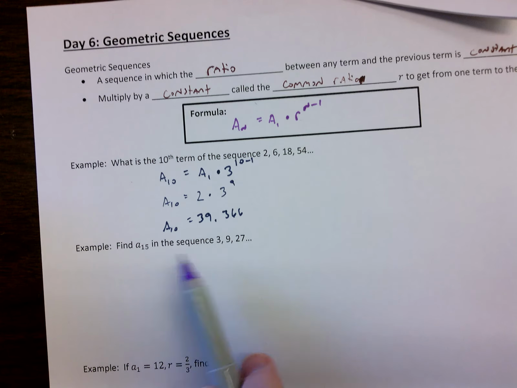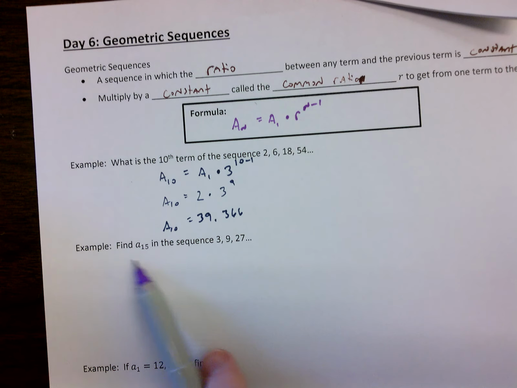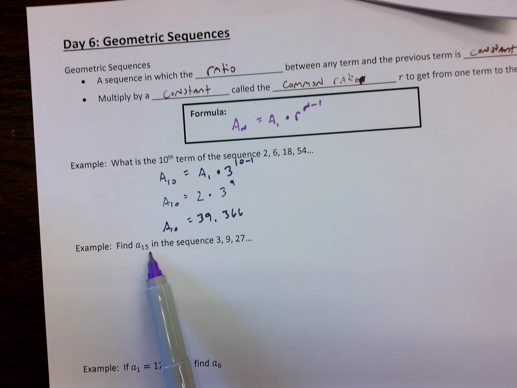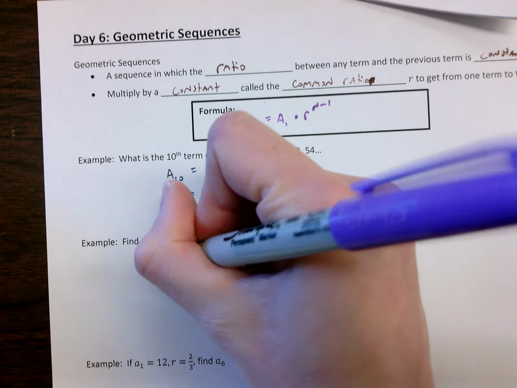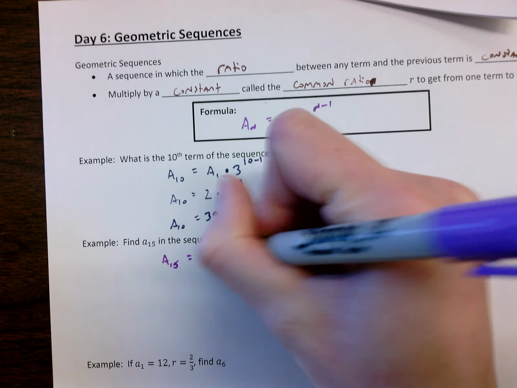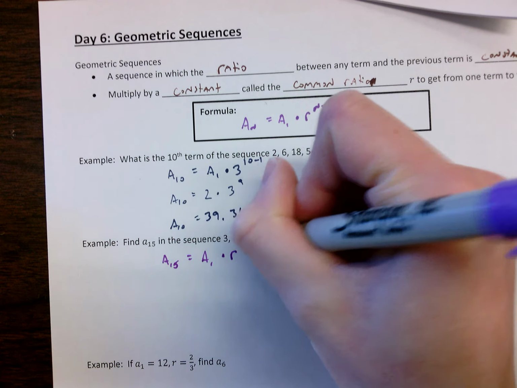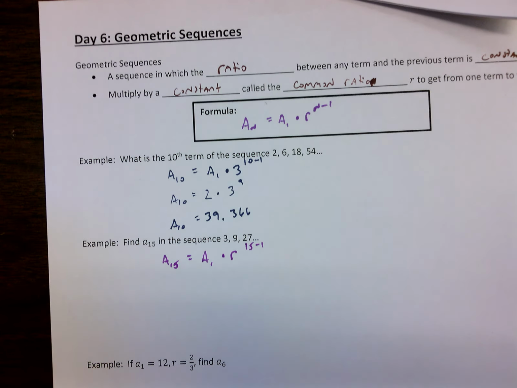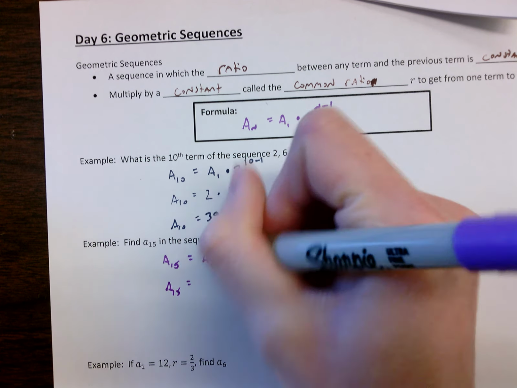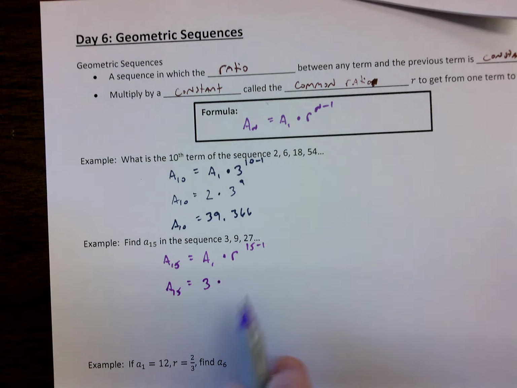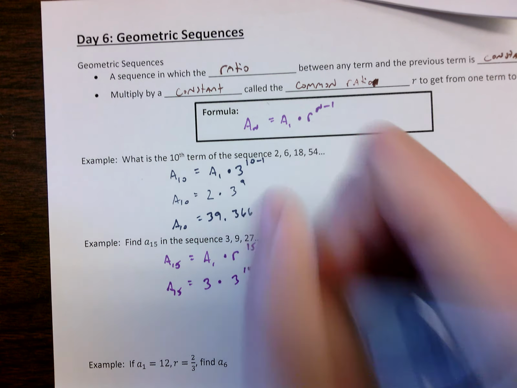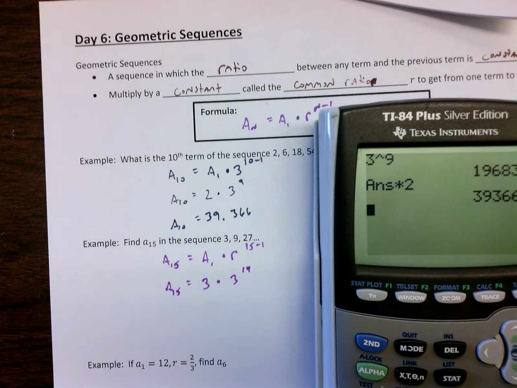We want to find a sub 15 in the sequence. This is just another way of saying, instead of the 10th term, we're looking at the 15th term. So to find the 15th term, I would start with the first term and multiply by the common ratio 15 minus 1 times. So to find a sub 15, my first term I can see is 3. Common ratio looks like we're multiplying by 3. We're raising that to the 14th power.